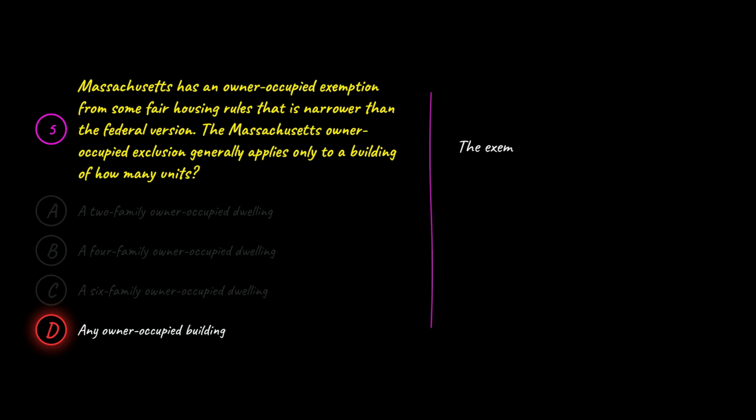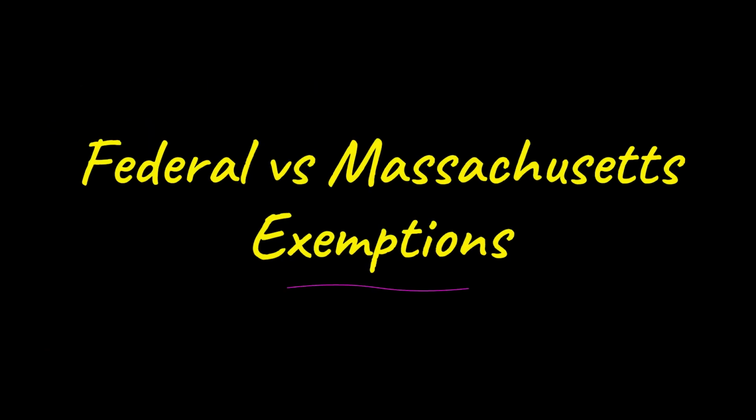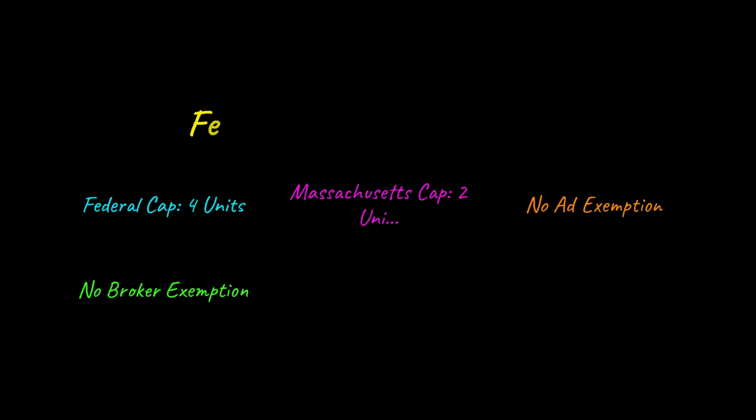D is wrong because the exemption does not reach any owner-occupied building of any size. Massachusetts limits it to a 2-family dwelling, so larger owner-occupied buildings remain fully covered by the state fair housing law. Layered legal systems can produce a surprising result. State law can be stricter than federal law, and when it is, the stricter rule wins.